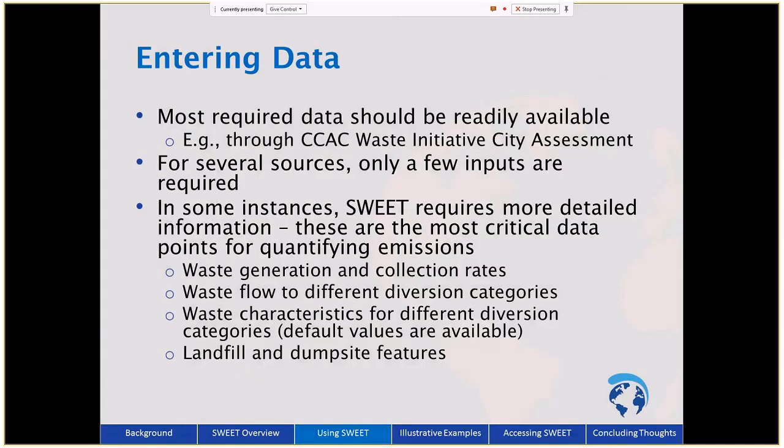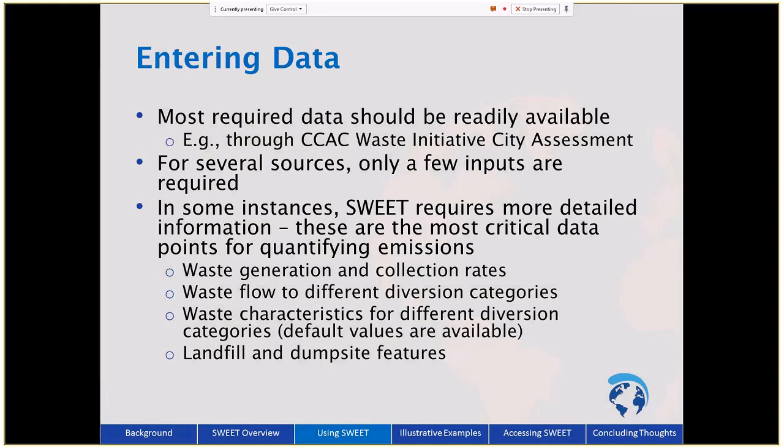For the most part, the data required to run this tool should be readily available to cities that are participating in the waste initiative. For example, through the city assessment tool that many cities have completed, much of this data should be available. For several of the emission sources, only a few inputs are required. If you remember back to that table I showed, for example, the number of data inputs required to estimate emissions from waste handling equipment is fairly limited. You only need to identify the number of bulldozers or excavators in your city.